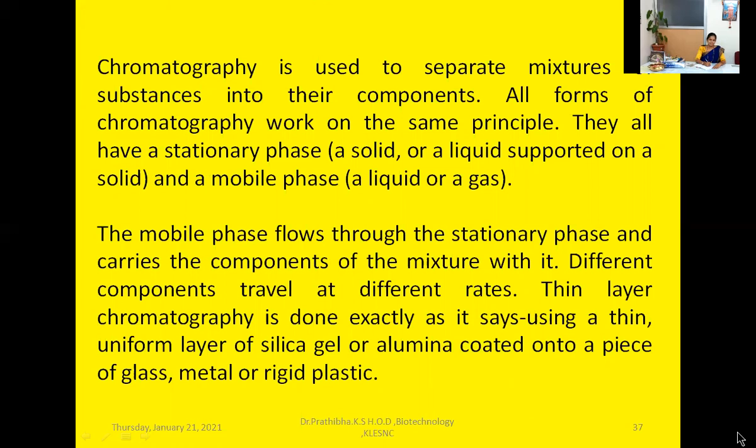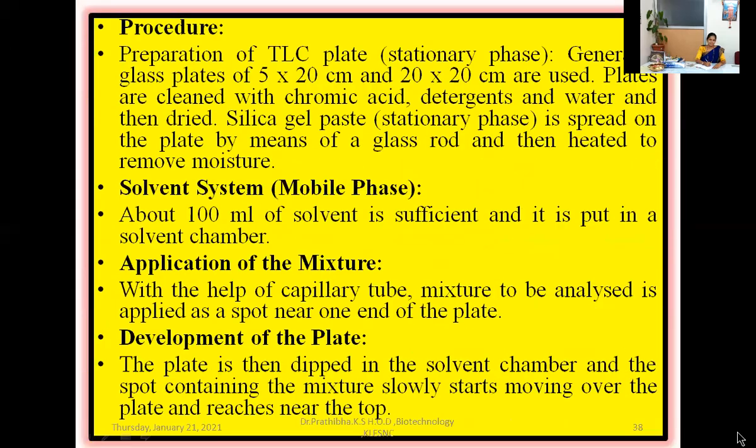Thin layer chromatography is done exactly as it says, using a thin uniform layer of silica gel or alumina coated onto a piece of glass, metal or rigid plastic. That's why it is mentioned as thin layer. Silica gel will be loaded onto the glass plate or metal plate or any kind of rigid plastic in a very thin layer, so it is called thin layer chromatography. Now let us go through the procedure.